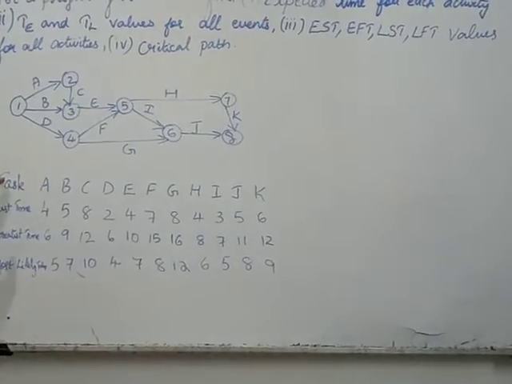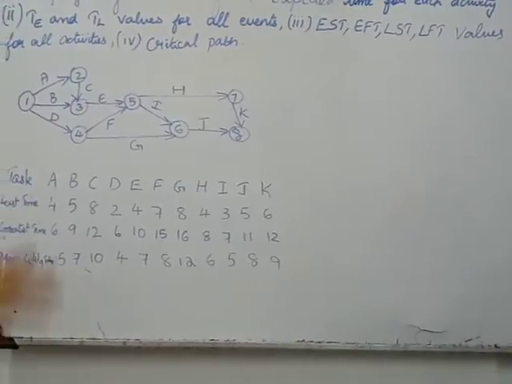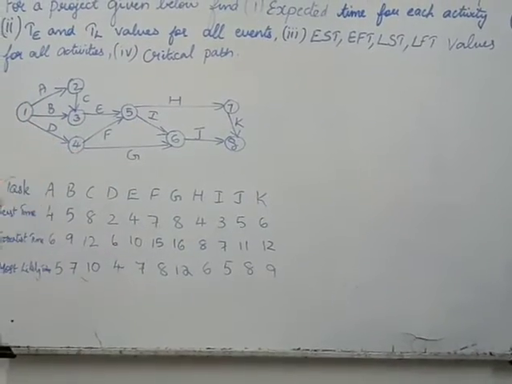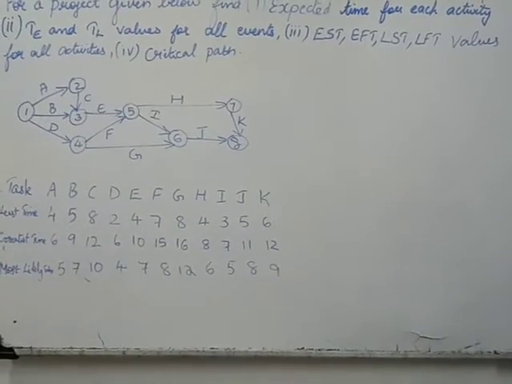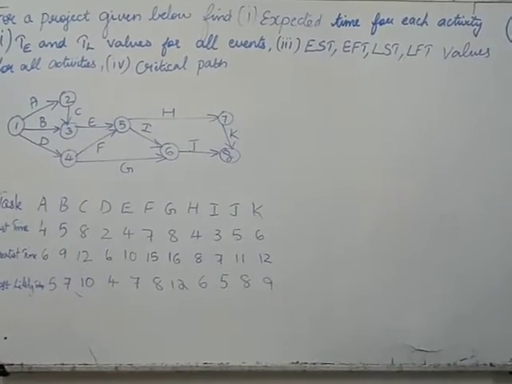Okay, so tasks here have been given from A to K. The network diagram is already given, I did not construct it, because they haven't given any predecessors. If predecessors are not given, we cannot draw a network diagram.